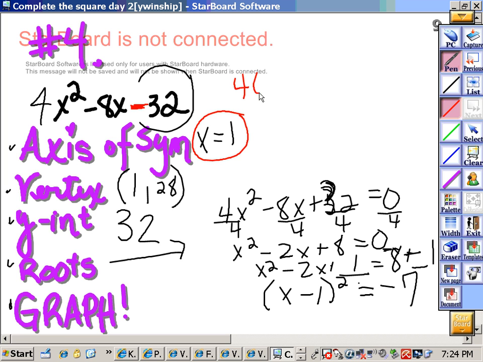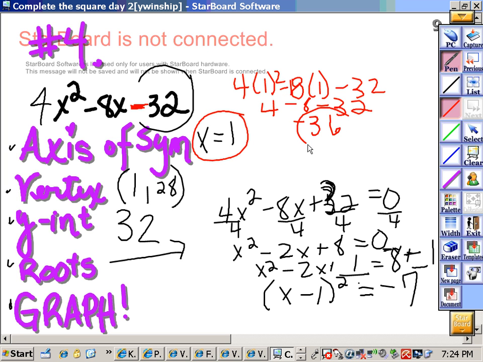Now, I've got 4 times 1 squared minus 8 times 1 minus 32. So that's 4 minus 8 minus 32, which is negative 4 minus 32, which is negative 36. That's what the answer was supposed to be. So let me erase this little friend here and turn it back to negative 36. My y-intercept is still 32.